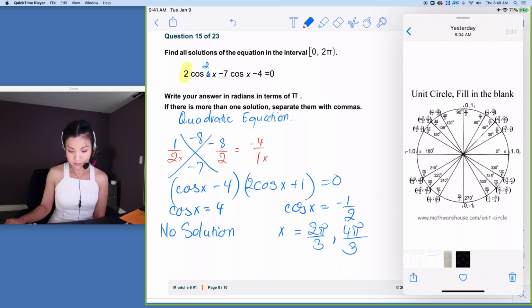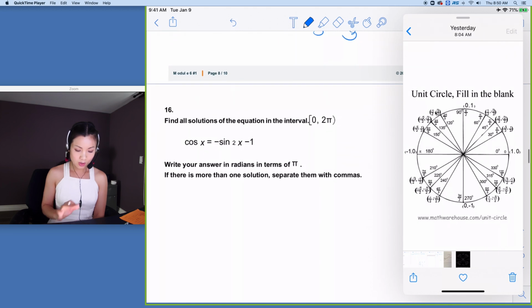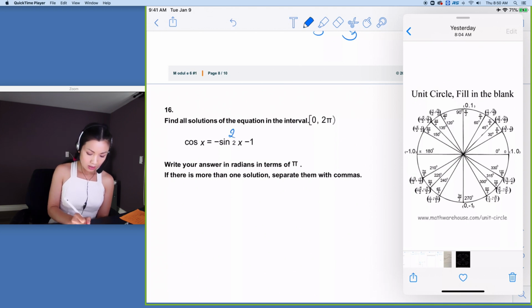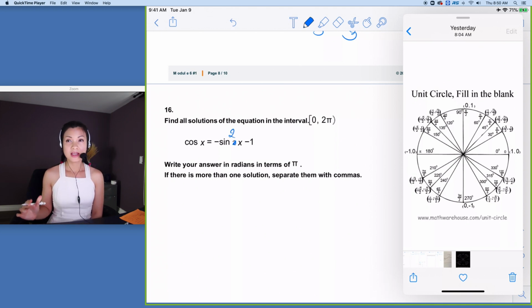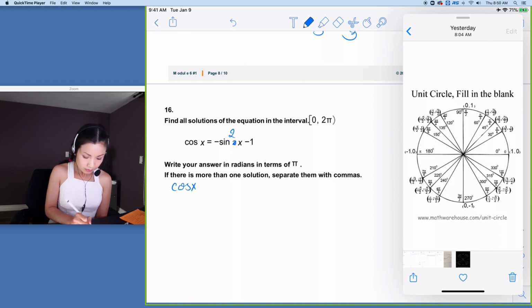Okay, moving on. You see for this one right here, what I have is quadratic. Hopefully you recognize that. The problem we have, first, let's just move it to the other side. So what I have is cosine of x plus sine square plus 1 equals 0.